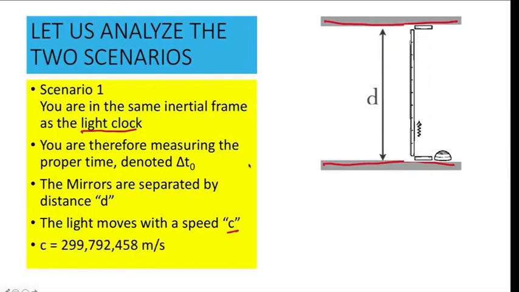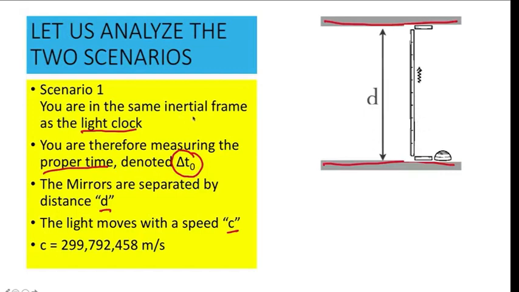By bouncing back and forth this light ray, we'll be able to come up with a ticking clock that measures the time. And in this first scenario, we are in the same inertial frame as the light clock. When we move, the clock moves with us. And for our notation, we use delta t sub 0 to denote the proper time. Proper time is the time measured when you are in the same inertial frame. And the distance between the two mirrors is denoted by the variable d.